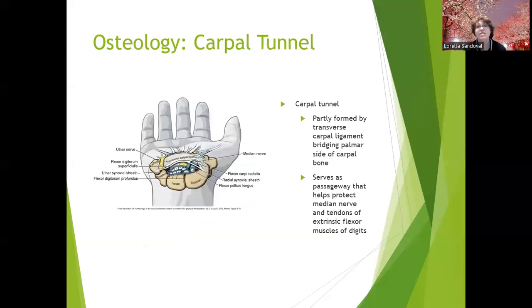So the carpal tunnel, it's partly formed by the transverse carpal ligament, which bridges the palmar side of the carpals. It serves as a passageway that helps to protect the median nerve and the tendons of the extrinsic flexor muscles of the digits. So the flexor muscles are super important in that gripping action as well. So they have their own little protection area in order to protect them. So the bottom of the carpal tunnel is all those carpal bones, and the top is the transverse carpal ligament.